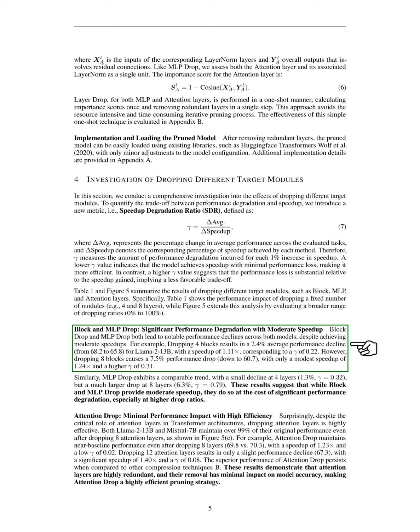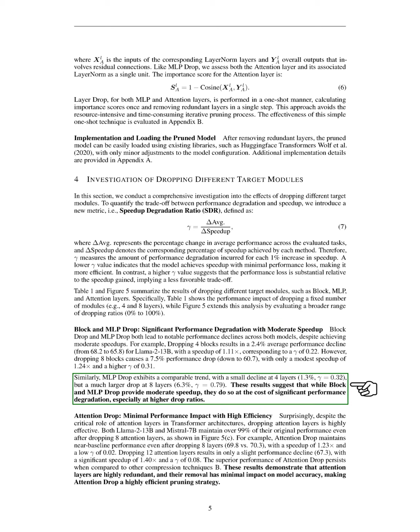In contrast, when we drop attention layers, we find minimal impact on performance, which is quite surprising given their importance in transformer models. Both Llama 2-13B and Mistral 7B maintain over 99% of their original performance even after removing 8 attention layers. For example, after dropping 8 layers, the performance remains nearly the same, with a speedup of 1.23 times and a low degradation ratio. Even dropping 12 attention layers results in only a slight performance decline, showcasing that attention layers are quite redundant and their removal is an effective pruning strategy.